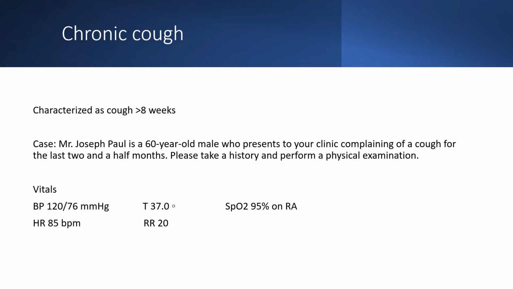The examining committee will ask you exactly what they want you to do in this exam. Here, you've been asked to perform a physical exam and take a history. Also note the patient's vitals. Important things to note in chronic cough include temperature, respiratory rate, and oxygen saturation.